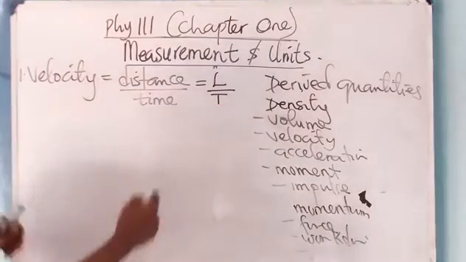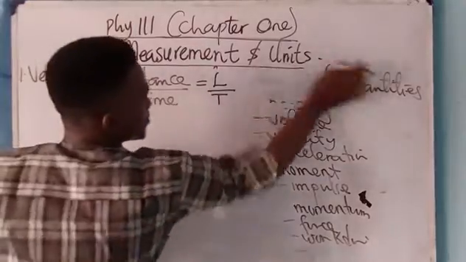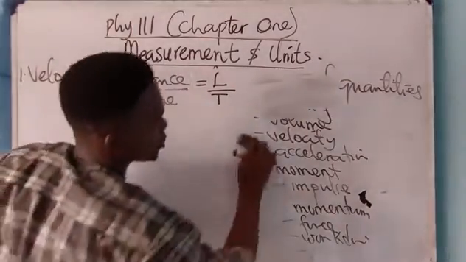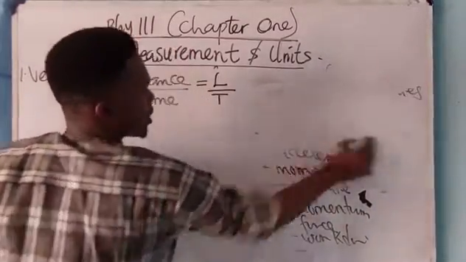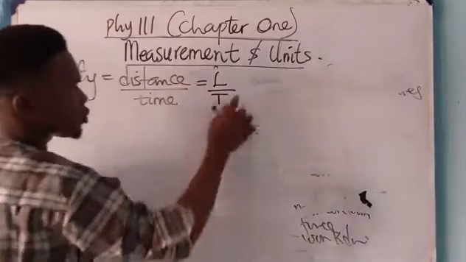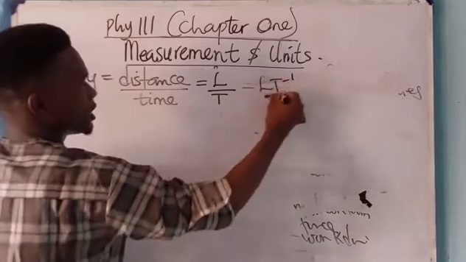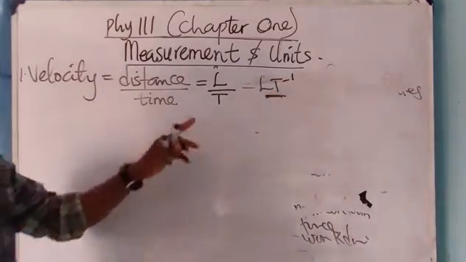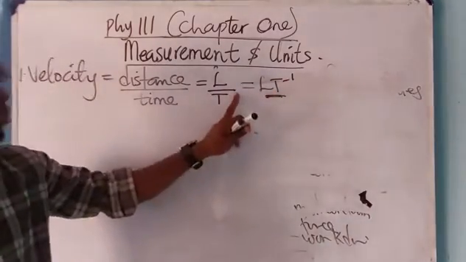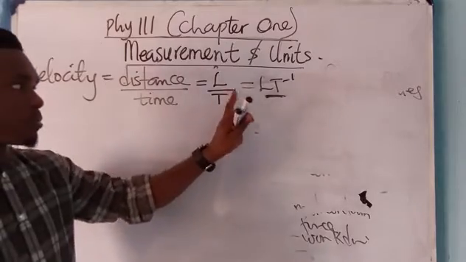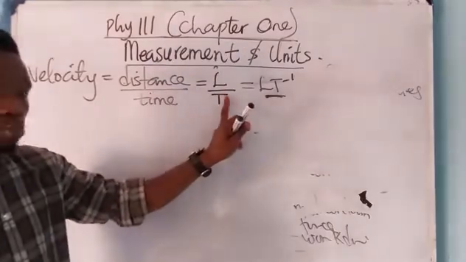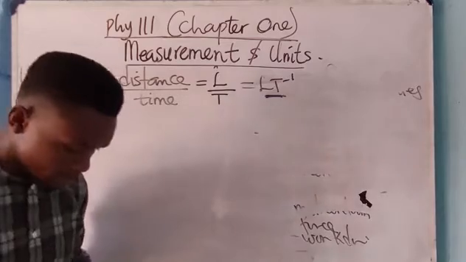Now, as soon as this T goes up, it becomes LT to the power minus 1. It is minus 1 because it has crossed this division sign. Once it goes up, it becomes minus 1. Initially, it was plus 1. It becomes minus 1.